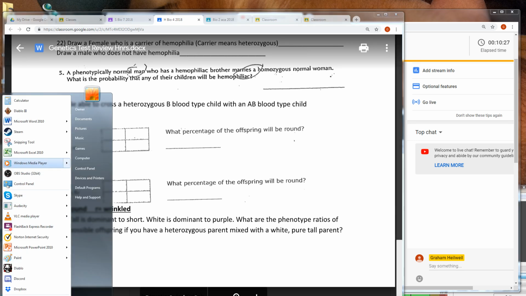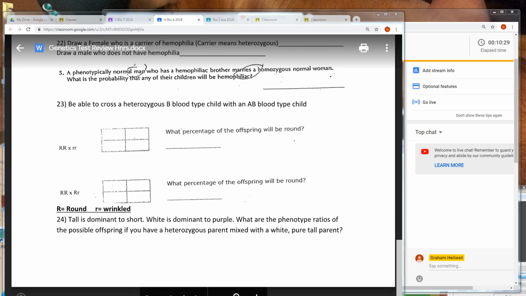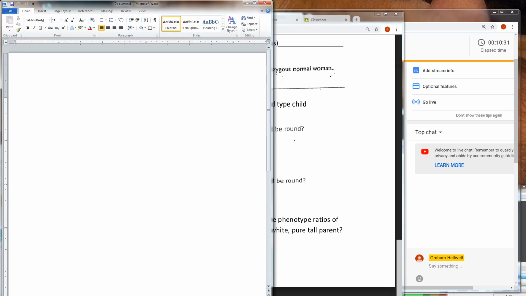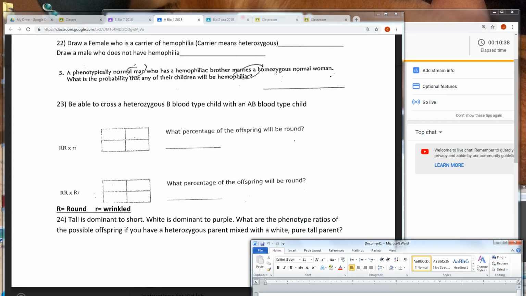T's and B's. Where's my Microsoft Word? I'm going to just try to do a rudimentary type job here. What does it say? Heterozygous.